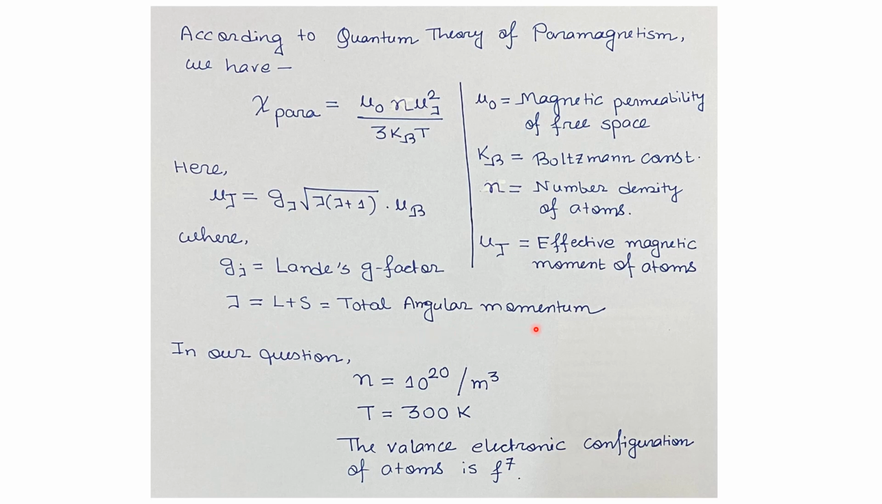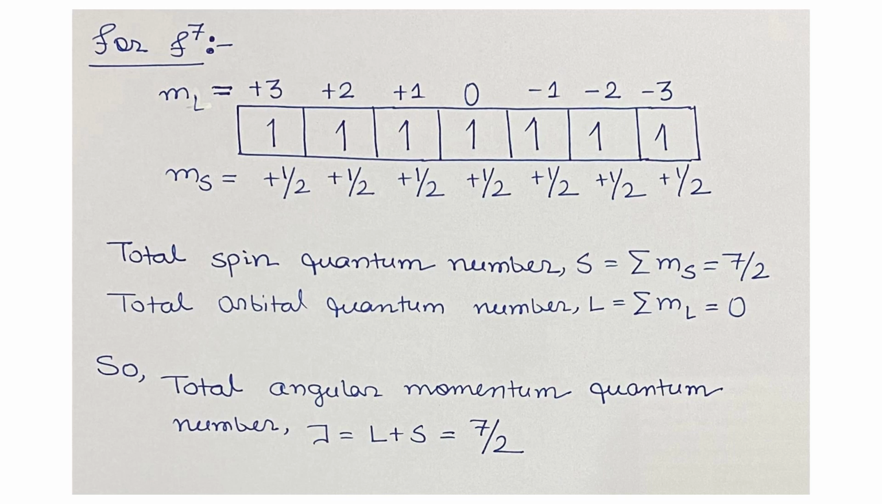And in our question some information is given already. n, that is the number density of atoms, is 10 to the power 20 per meter cube. Temperature of the system T equals 300 Kelvin. The valence electronic configuration of the atoms is f7. According to our question, the atomic system has the valence electronic state f7.